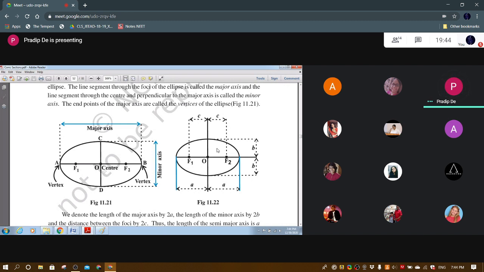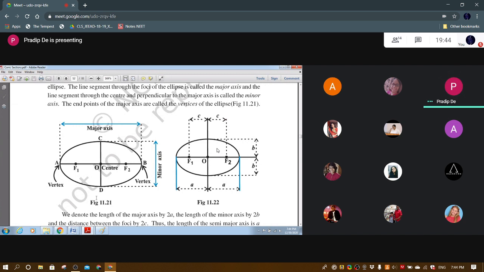So far we have learned that this is the ellipse, F1, F2 are the two foci, O is the center, AB is the major axis, CD is the minor axis. These 2 points A and B, where the major axis intersects the ellipse, are known as the vertices. So the ellipse has 2 vertices, vertex A and vertex B. So vertex A, first focus F1, second vertex B, second focus F2, major axis AB, minor axis CD.